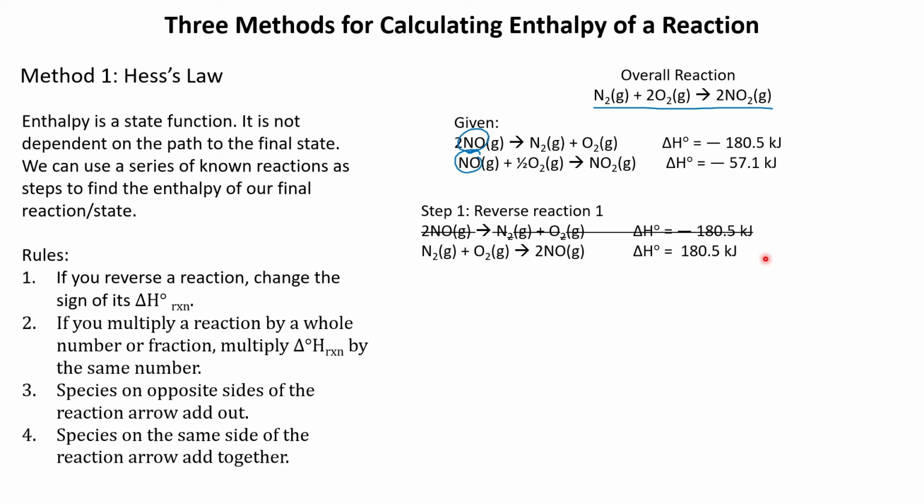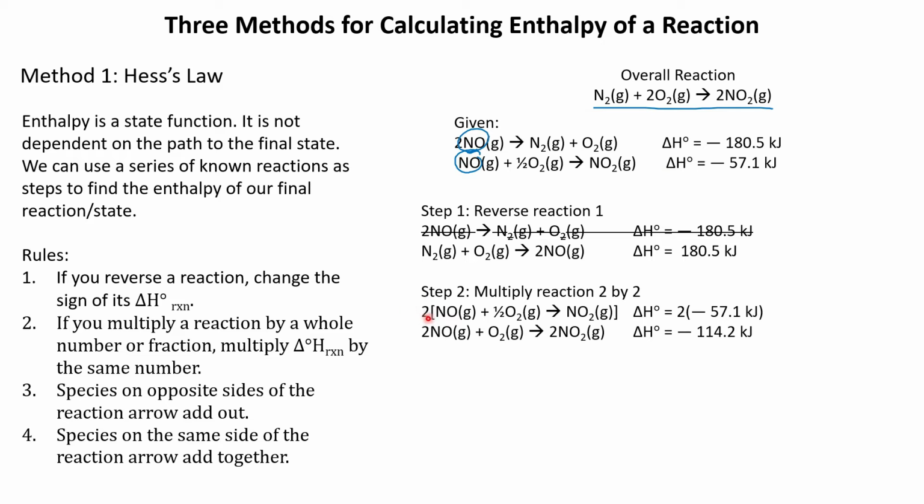Okay, this is great. I now have my nitrogen monoxides on opposite sides of the equation, but I have 2 on the product side and 1 on the reactant side. I need these to add out. Remember, it is not part of our overall reaction. So I am going to take reaction 2 and I am going to multiply it by 2. So remember, when you multiply the reaction by 2, you also have to multiply the delta H by 2 as well. Here is what happens with reaction 2.